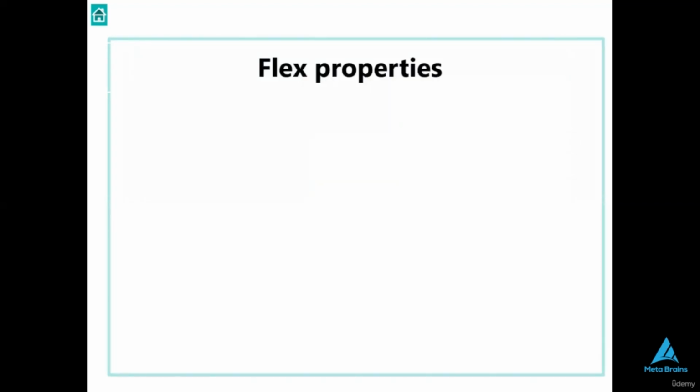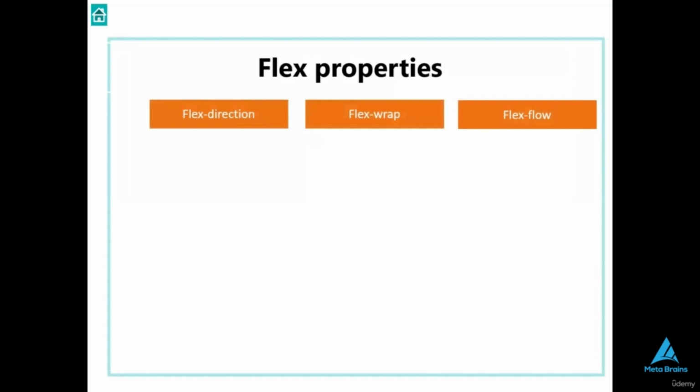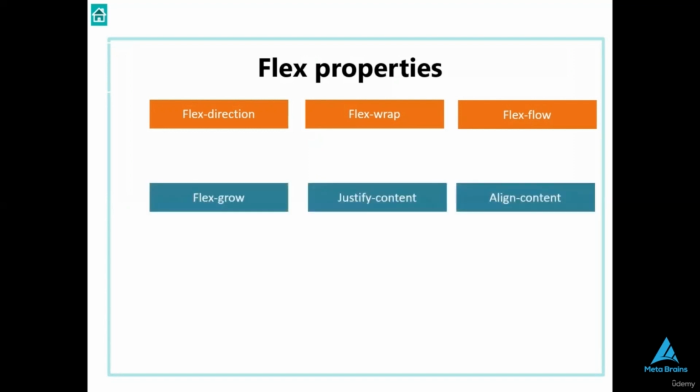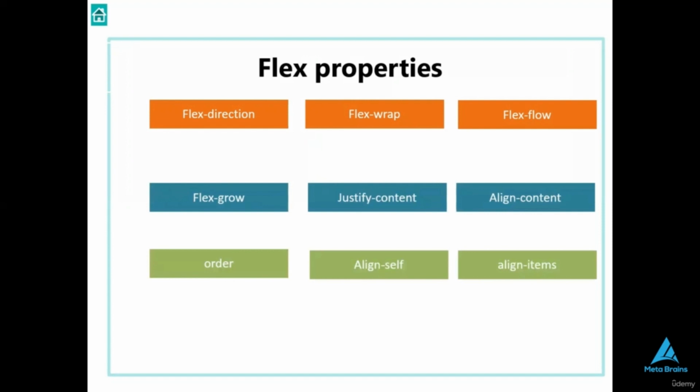So now let's see the properties of Flexbox. Flex direction, in which direction we want to work, and flex wrap, for when the data overlaps, and flex flow, which is the shorthand property of direction and wrap. Flex grow, justify content, align content, is used to check the order and alignment. So we also have order, align self, and align items. Now let's go to VS Code and check the properties one by one.